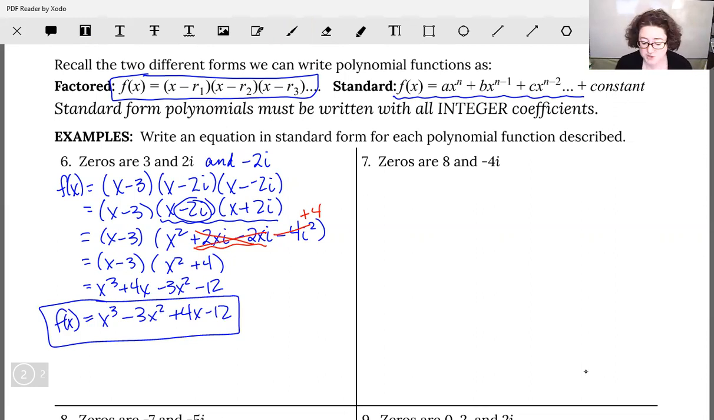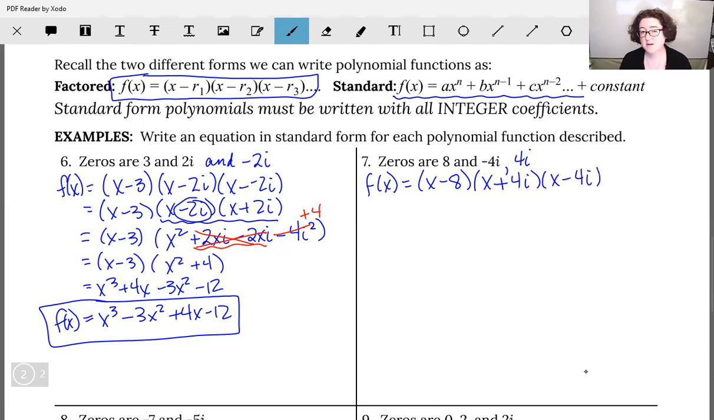Let's do that again with number 7. So our zeros are 4 and negative 4i, which means what does our conjugate need to be? Positive 4i. So again, I'm going to have a third degree equation. So in the end, I should end up with a highest exponent of 3. So our function is x minus 4, x minus a negative 4i, and x minus 4i. So I skipped a step on there. As long as you're careful and you still see that you have those conjugate factors, then you're still good to go.